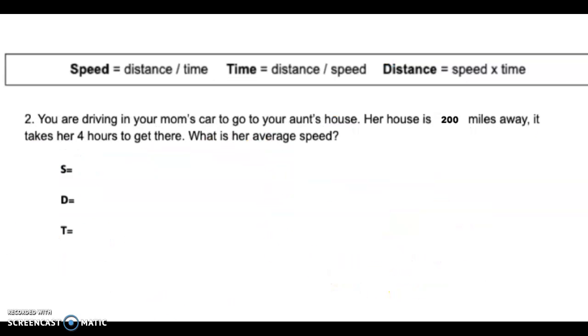All right, for the next problem, it says, you are driving in your mom's car to go to your aunt's house. Her house is 200 miles away. It takes her 4 hours to get there. What is her average speed?